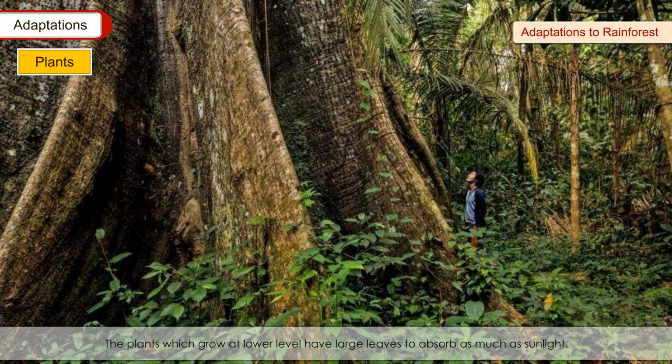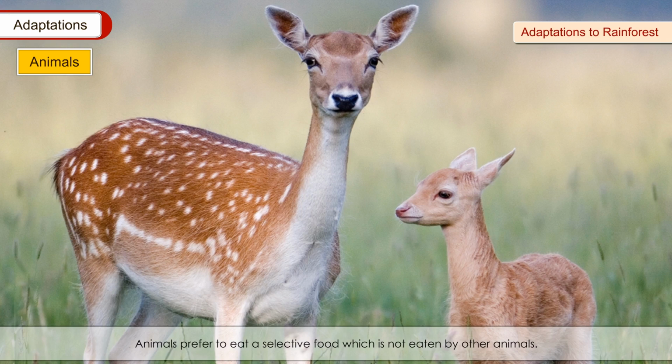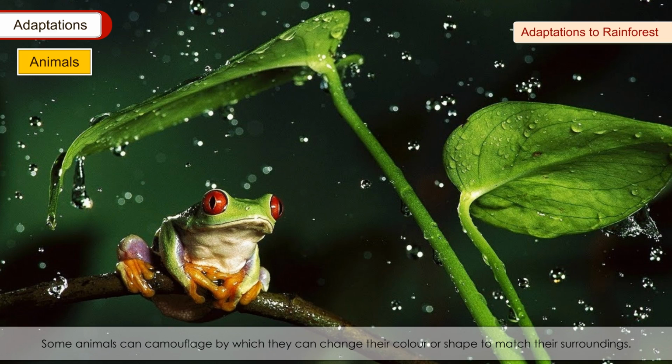The plants which grow at a lower level have large leaves to absorb as much sunlight as possible. This is because the taller plants cover them under their shade. Animals. Animals prefer to eat a selective food which is not eaten by other animals. This is to avoid competition for food in a variety of animal population.